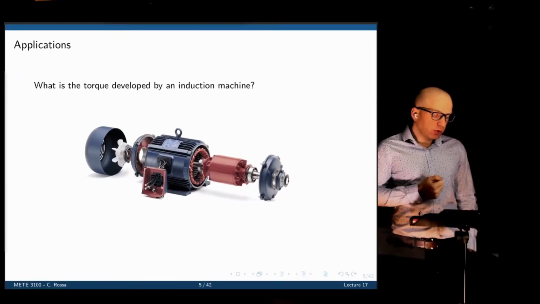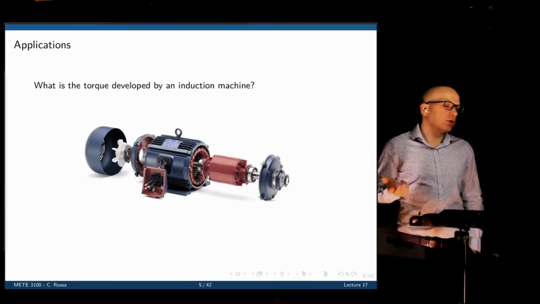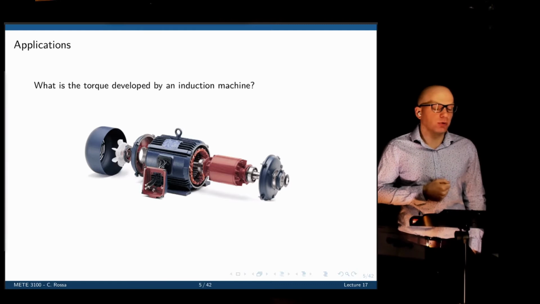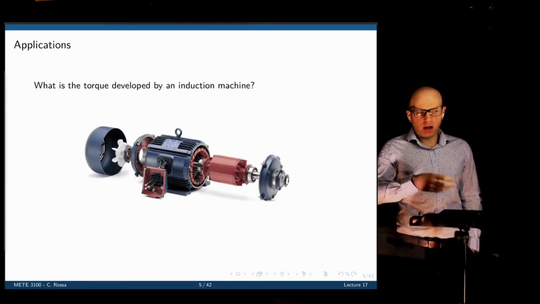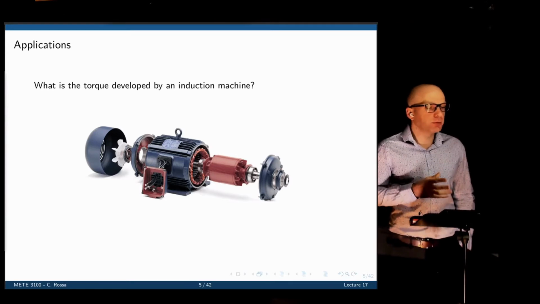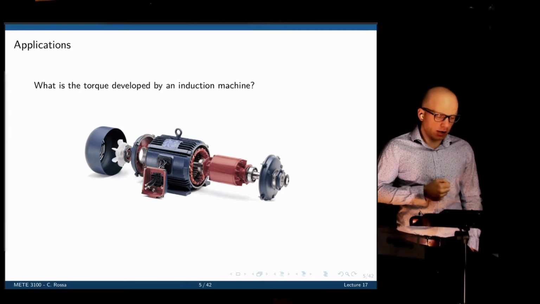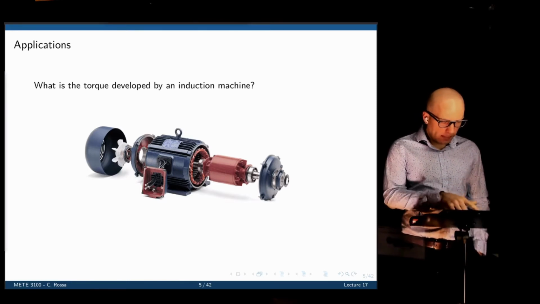One question that we're going to answer today is, how can we estimate now the torque developed by these machines, either in a linear system or any rotating system? How can we estimate the torque, and how is the torque related to the speed? We had a clear relation between torque and speed in a DC motor. Let's see how that is in an induction machine.